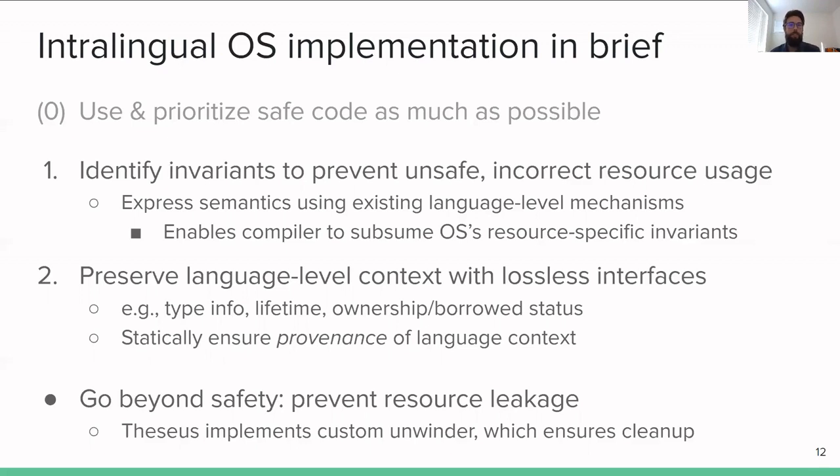Intralingual OS design requires identifying the invariants to prevent unsafe or incorrect usage of a resource, expressing the semantics of that resource using existing language-level mechanisms, and then by doing so, we can enable the compiler to subsume those OS and resource-specific invariants into its existing invariants, checking them by default. It also requires preserving language-level context across calls to interfaces, such as function calls. We refer to this as lossless interfaces, meaning that language-level context like type information, lifetimes, ownership, borrow status, that sort of information must be preserved across, for example, the function call.